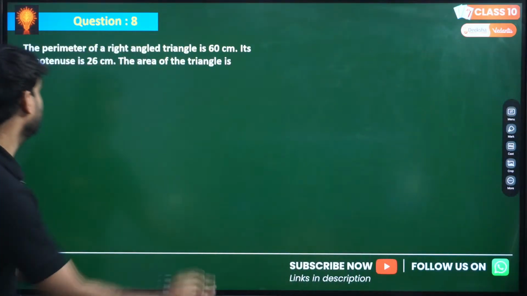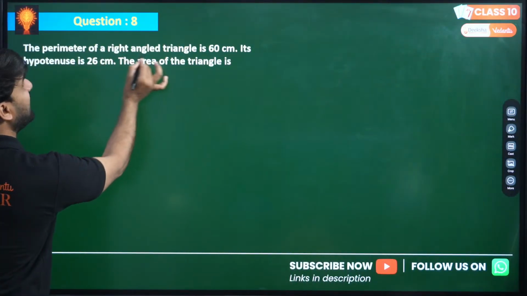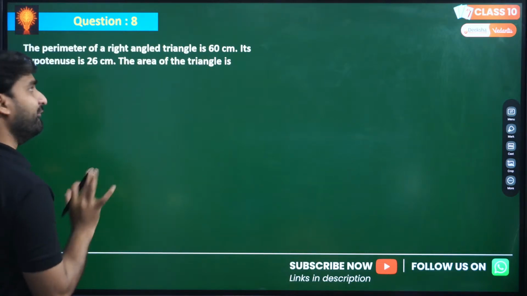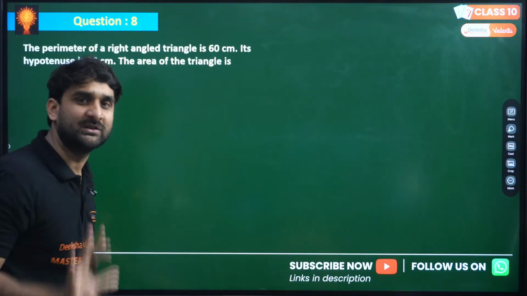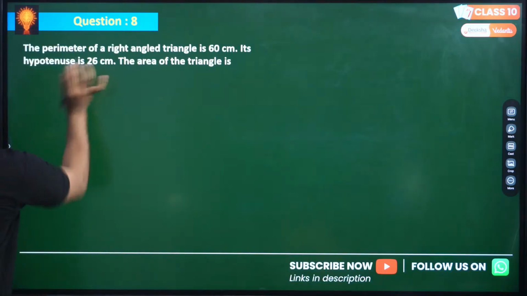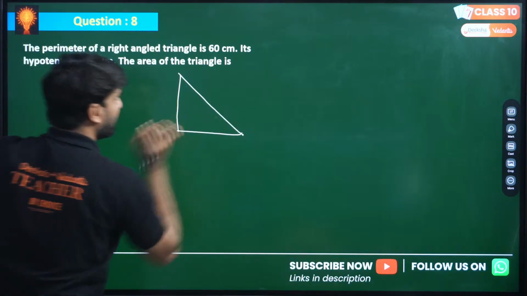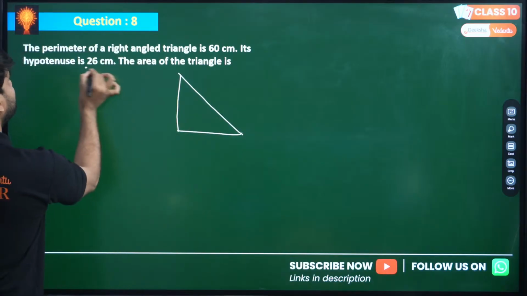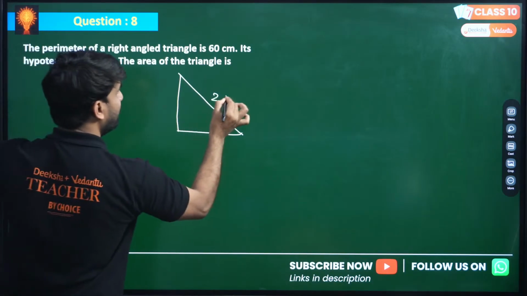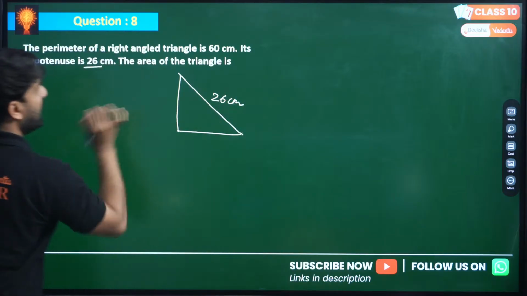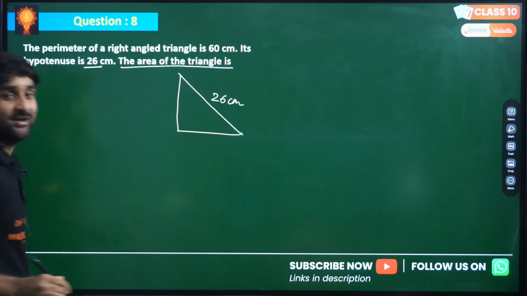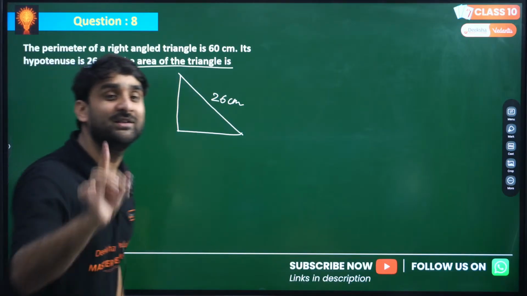Look at the question. The perimeter of a right angle triangle is 60 centimeters. You all know perimeter is the sum of all the sides. Its hypotenuse is 26 centimeters. So there is a right angle triangle, and the hypotenuse is 26 centimeters. And what will be the area? The question is asking to calculate the area. You know area?